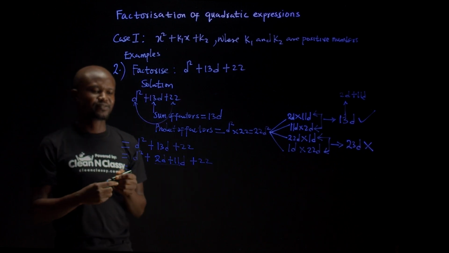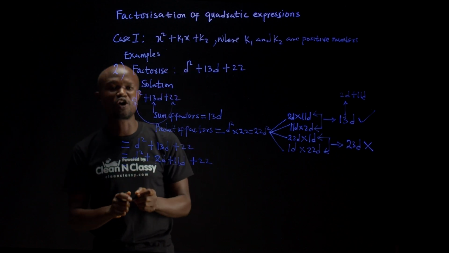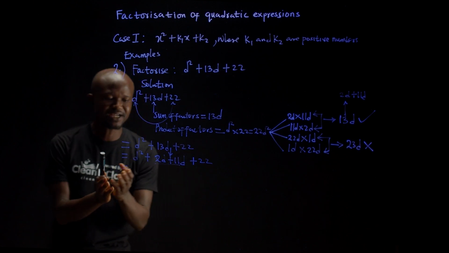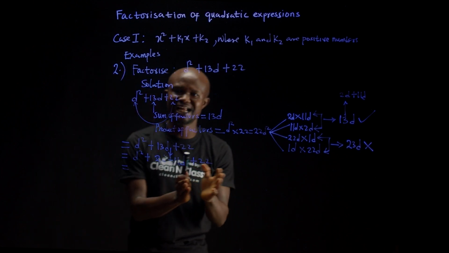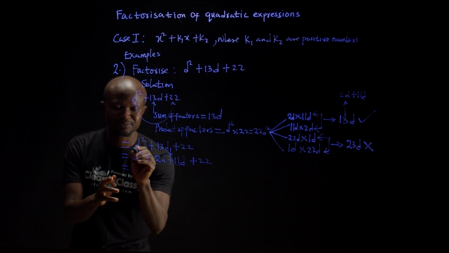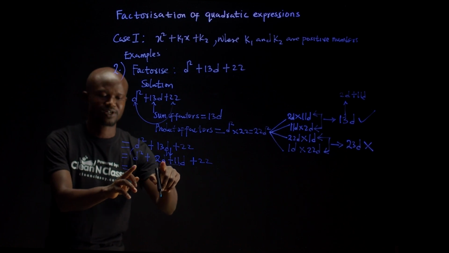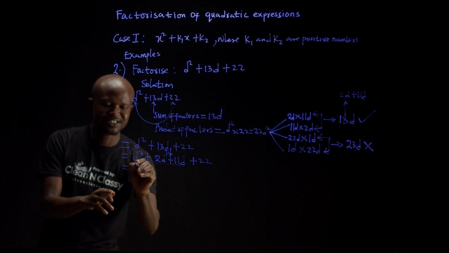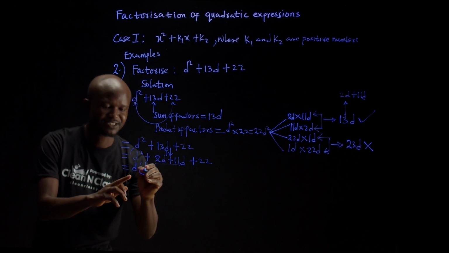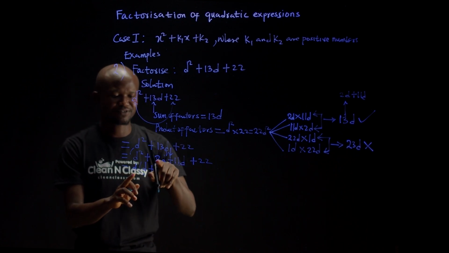Now, after breaking the middle term, the next thing to do is what we call pairing. And what does pairing mean? You bring the first two together and the last two together. Now for the first two, what is common to both? d. Now, d squared divided by d, what do you have? d. Now, 2d divided by d, what do you have? It remains 2.